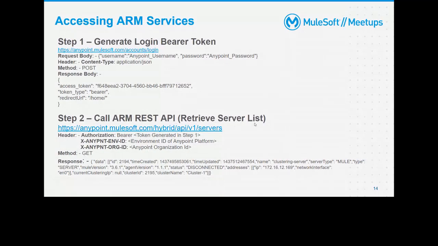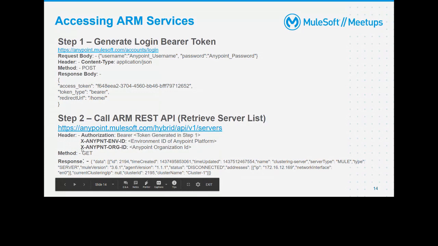Let's consider I want to retrieve a server list which is registered in my control plane. In that case, you pass the authorization header, X anypoint environment ID, and X anypoint org ID. These are the three headers we need to pass: authorization, bearer, and the token which is generated in step one. Let me show that.